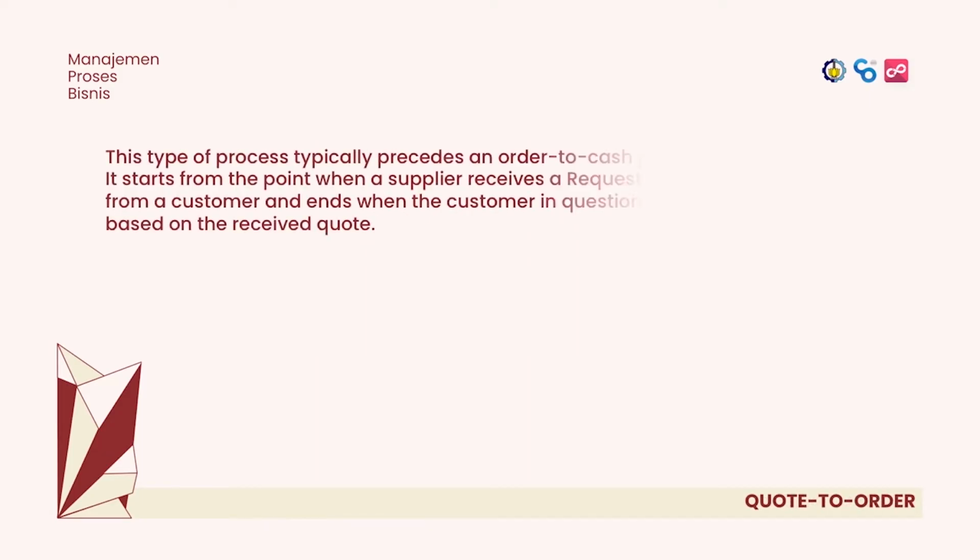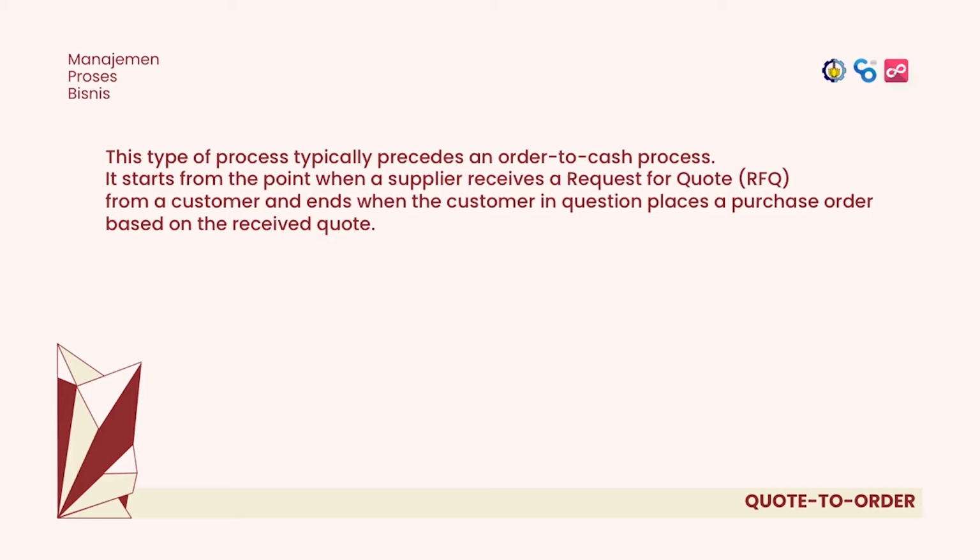Quote to order. This type of process typically precedes an order to cash process. It starts from the point when a supplier receives a request for quote, also known as RFQ, from a customer and ends when the customer in question places a purchase order based on the received quote.